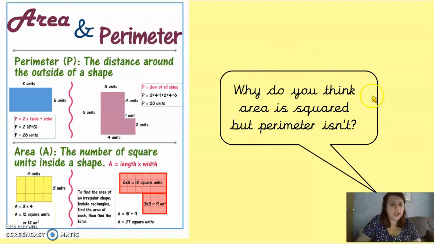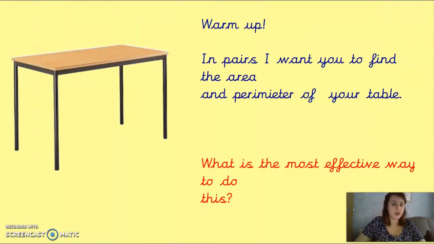Now I've got a little question on the screen. Why do you think area is squared but perimeter isn't? If I was doing a perimeter, I wouldn't write 42 centimetres squared. I only do that for area. So what I want you to do is have a think. Why do we square for area? If you think you know, then let me know. If you're not sure, you could always do some research and figure out why you square for area but not for perimeter. That's just a little challenge for you there. If you think you know off the top of your head, then make sure you email me or Miss Garraway and let us know the reason why we do that.